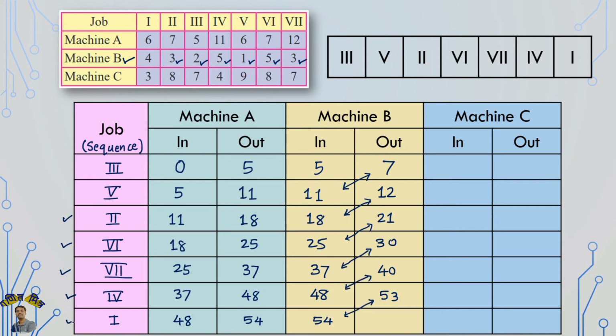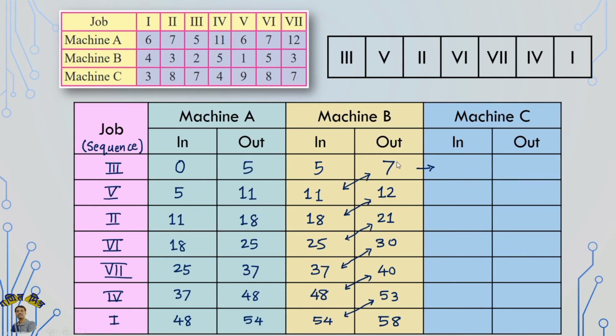Now job 1. What is the value for job 1? It is 4. Okay, so 54 plus 4, 58. So 58 is the final value for machine B. Now carry out the same procedure for machine C.